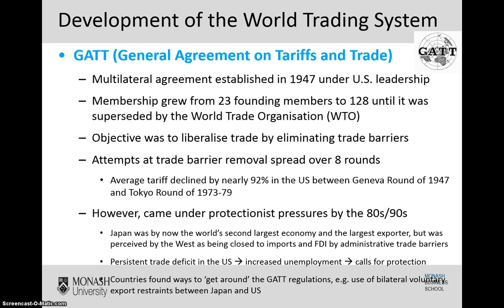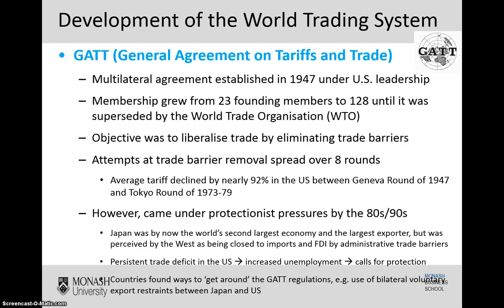We see here that in the US, since the first round, which was held in Geneva, way up until the Tokyo round, which was held in 1973, the average tariff rate had declined by nearly 92%, so a significant reduction in these trade barriers. Unfortunately, by the 80s and 90s, there had been significant protectionist pressures which had emerged around the world. And this was due to a number of factors.